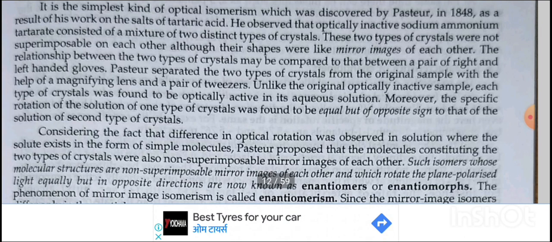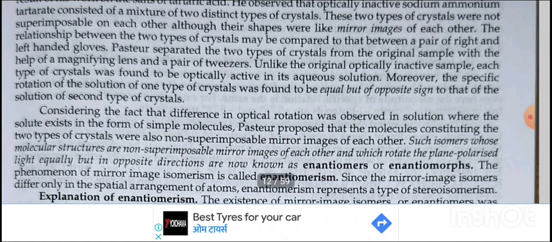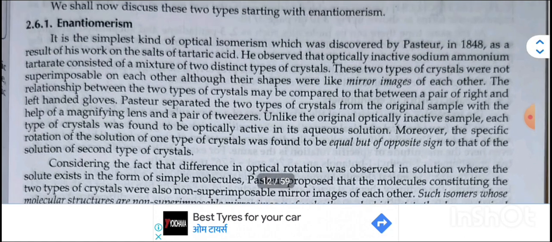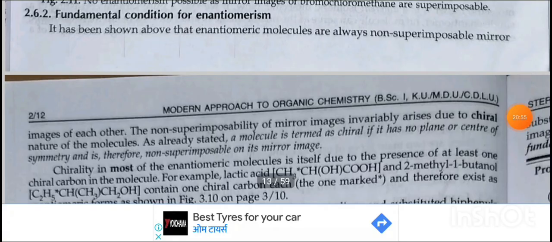Pasteur separated the two types of crystals from the original sample with the help of a magnifying lens and a pair of tweezers. Unlike the original optically inactive sample, the solution of each type of crystal rotated the plane of polarized light, and the rotation was found to be equal in magnitude but opposite in direction to that of the solution of the second type of crystals.